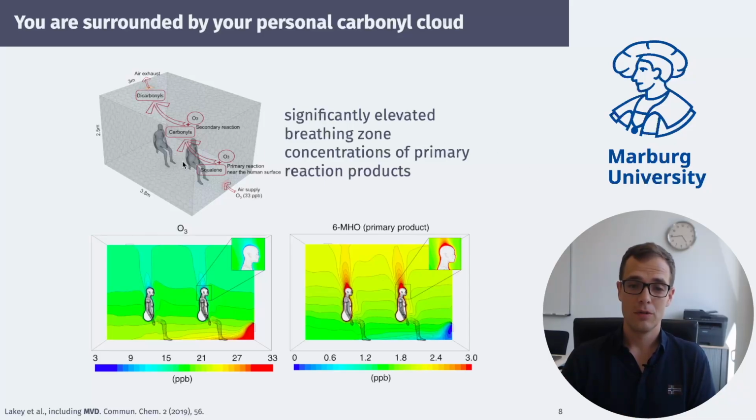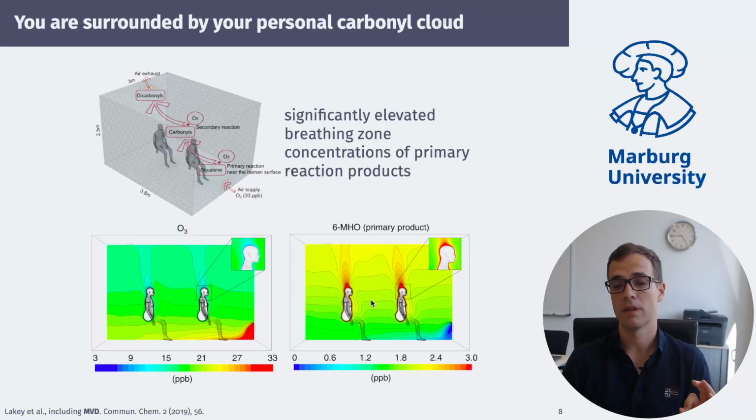And what they do here is they simulate two people sitting in a room, similarly to what you're probably doing right now in front of your screen. And then there is an air supply delivering ozone, and you have an exhaust up here. And what they measure are stationary state concentration profiles. And then what you see is that in the vicinity of our skin, ozone is being depleted, which is not very surprising because that's what they put into that model. But at the same time, again, not very surprising, primary reaction products are being formed.